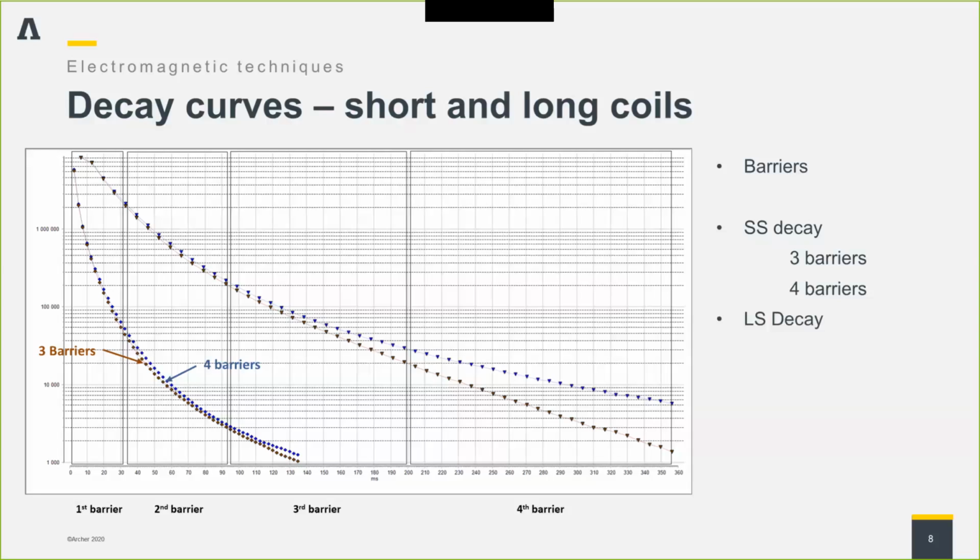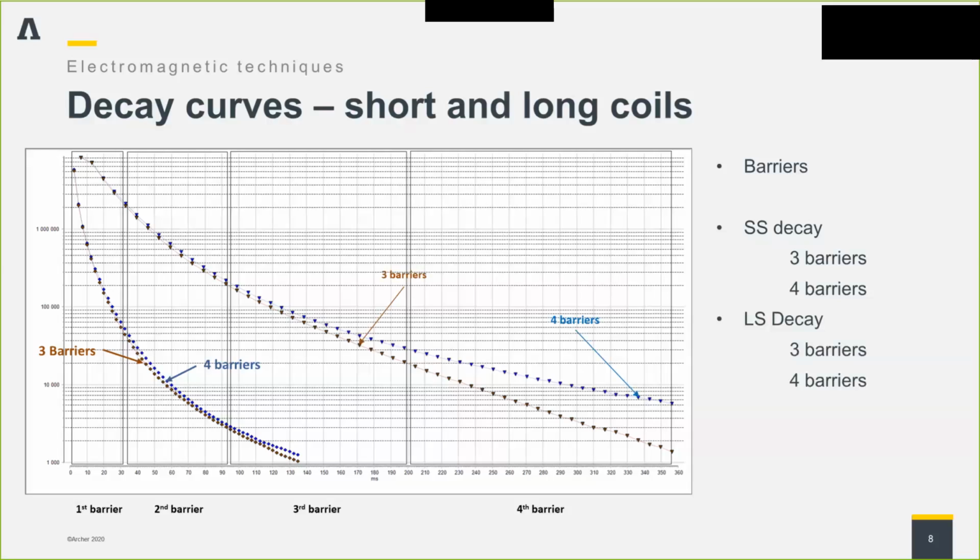The other side of it is on the long probe, we have the 3 barrier decay and the 4 barrier decay, and they are quite similar until you get further out, and then there's a divergence, and that's how we can discriminate between the signal from the 4th barrier and the 3rd barrier, and that's why we need to record such a long time of the decay.